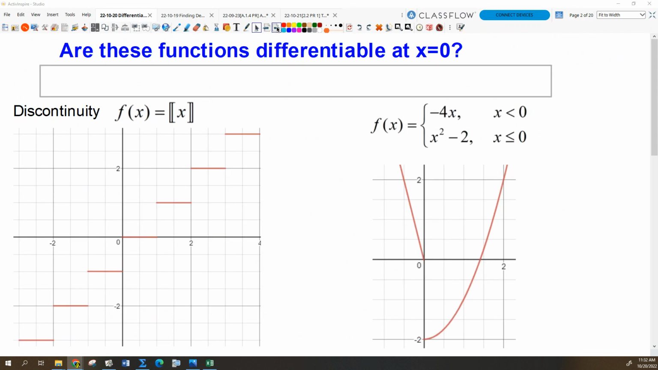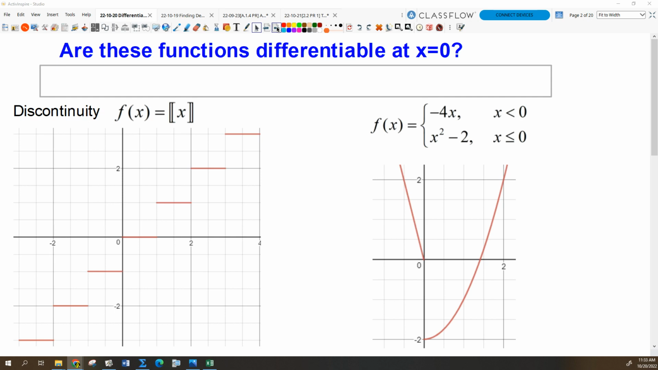Are these functions differentiable at x equals 0? What about the one on the left? The greatest integer function. Is that differentiable at x equals 0? Does it violate any rules we just said? It's not continuous, so it's automatically disqualified, right? Because differentiability implies or needs continuity. How about this one? Well, same thing. At 0, this piecewise function is discontinuous, so it's not differentiable.